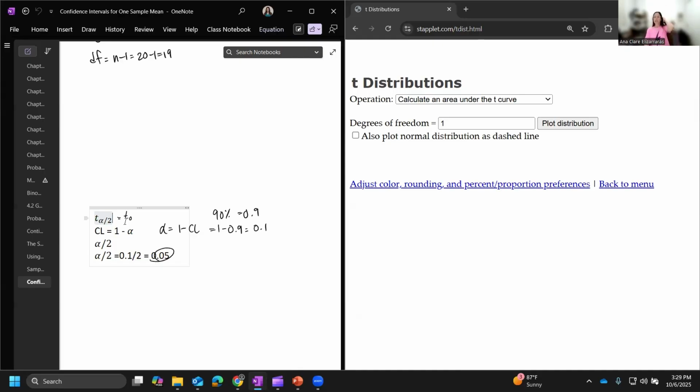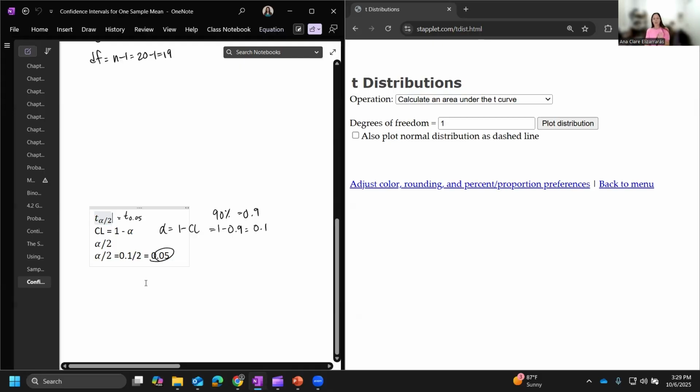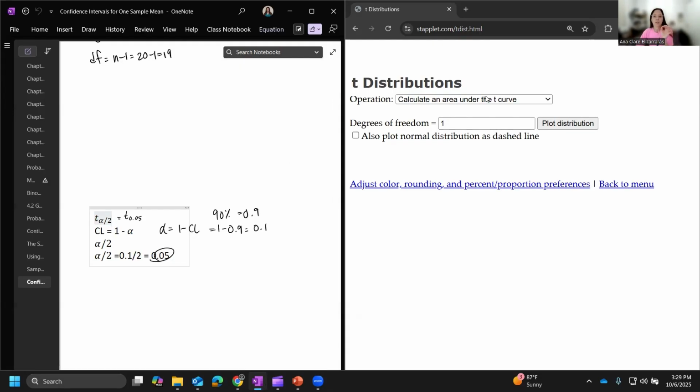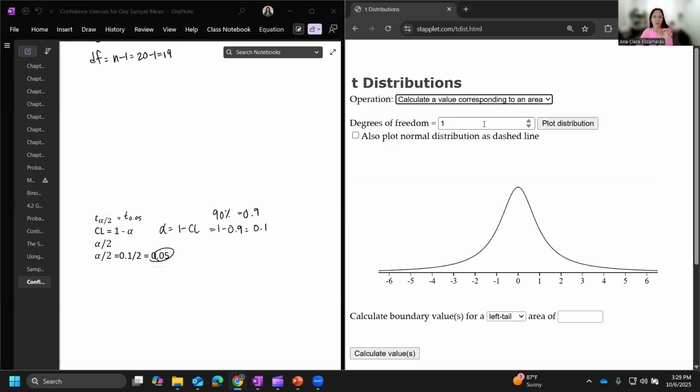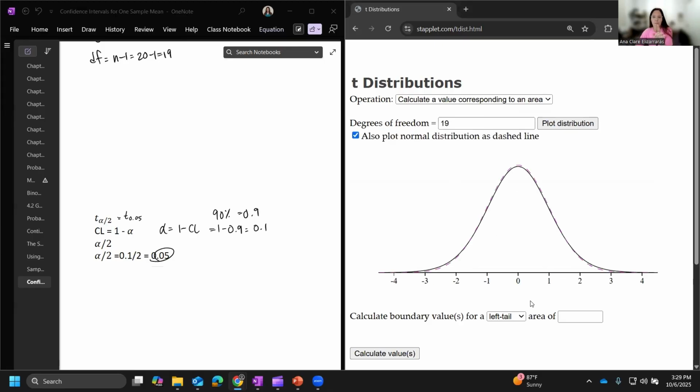So what I need to do is find the area of 0.05 on the outside of one side. I don't want to calculate the area here. I need the value that goes with it. Our degrees of freedom were 19. And remember, I said do the right tail so that you get the positive number. So 0.05 to the right gives us a t value of 1.729. So that's the t-score that we're going to use to swing left and right on this problem with our point estimate.